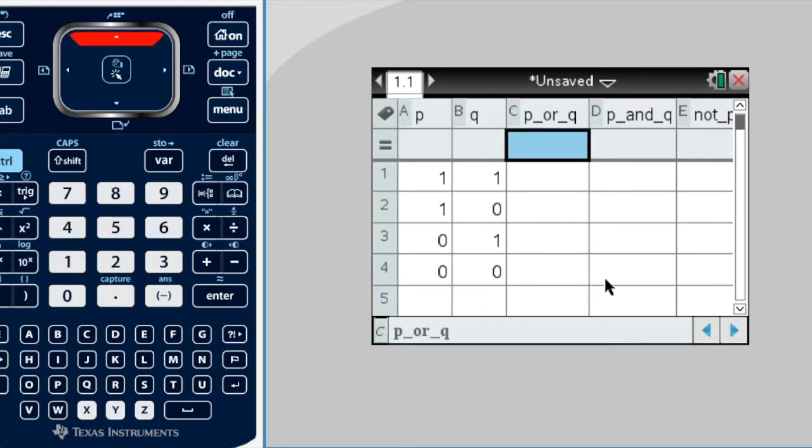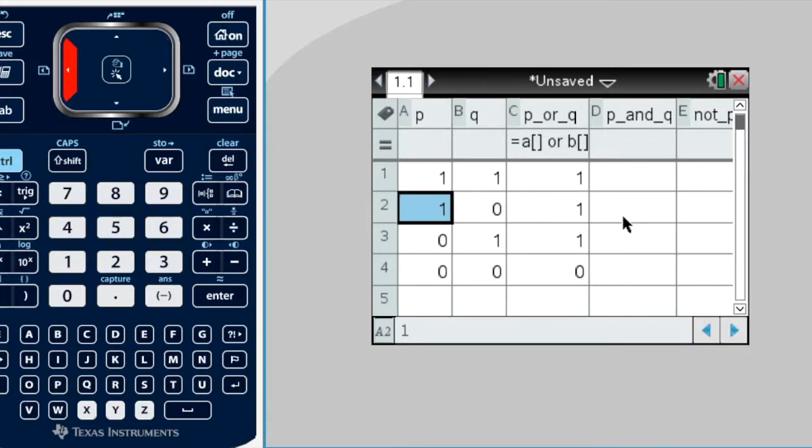Now, the first option I want is P or Q. So I want to know when either one of them is 1 or even both of them is 1. So I put a formula up here. Equals A or B, and A and B are my columns, so it's A or B. And that's it there. So here we've got a true here because one of them at least is true.